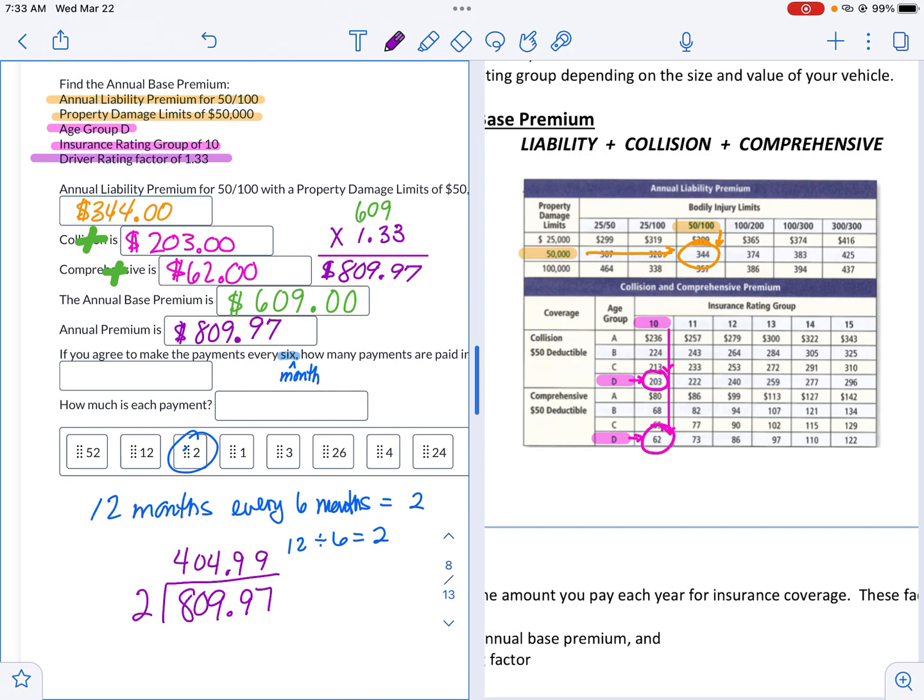So we're going to do this every 2. And this is going to be $404.99. So you're going to write them a check in January for $404.99. And then you're going to write them a check in July for $404.99. And then your car insurance will be paid for the year.